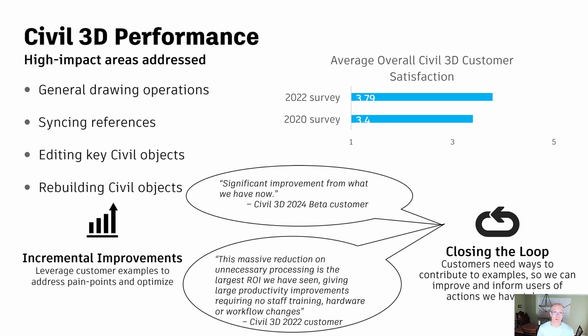So for example, if you modified one baseline of a very complicated corridor, if that baseline changed, now in Civil 3D 2024 only that baseline and that region is rebuilt. It doesn't rebuild everything else in the corridor if it doesn't need to. So that saves a great deal of processing time in Civil 3D.